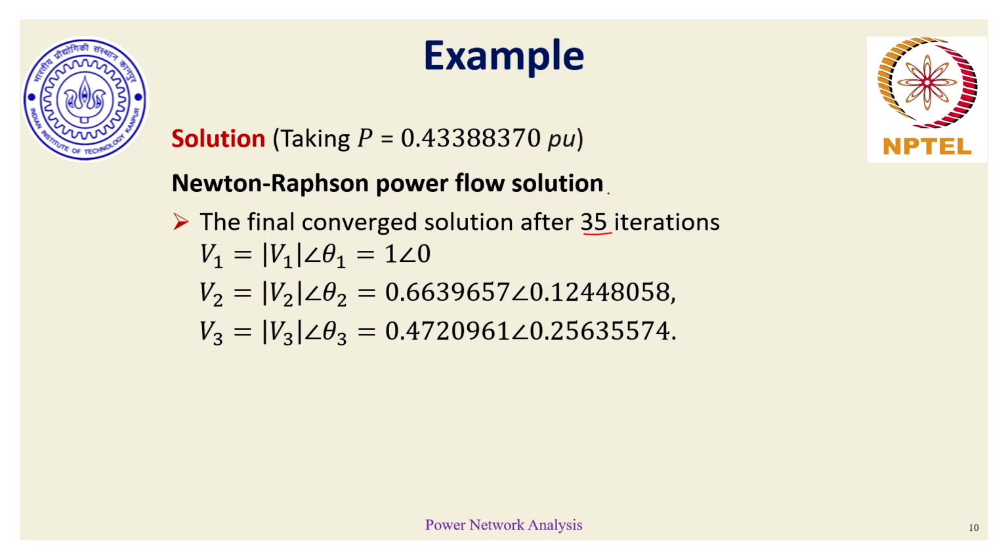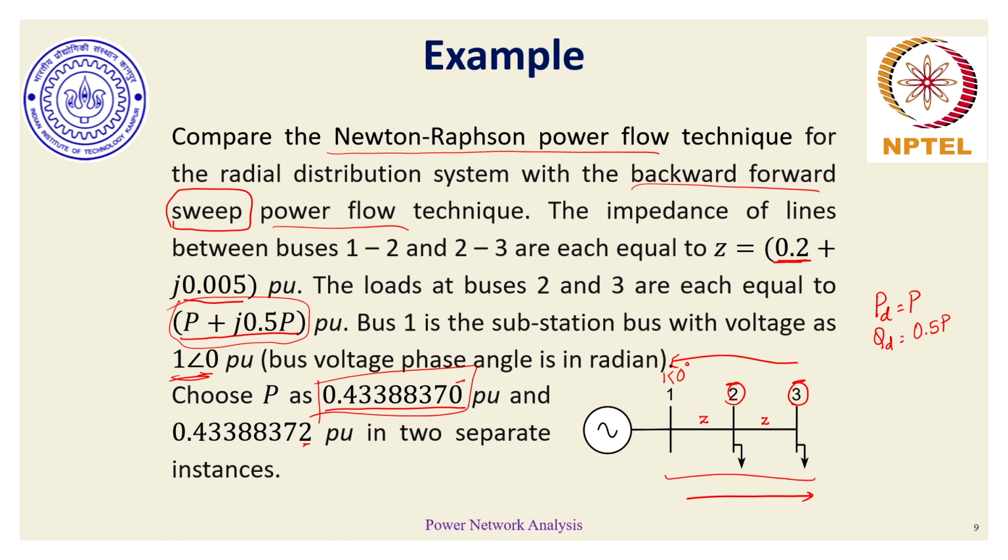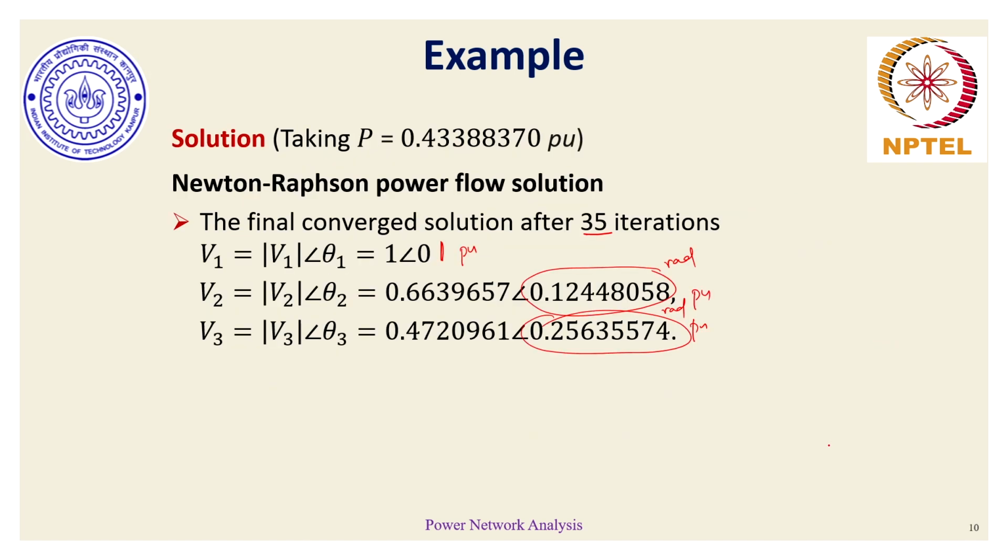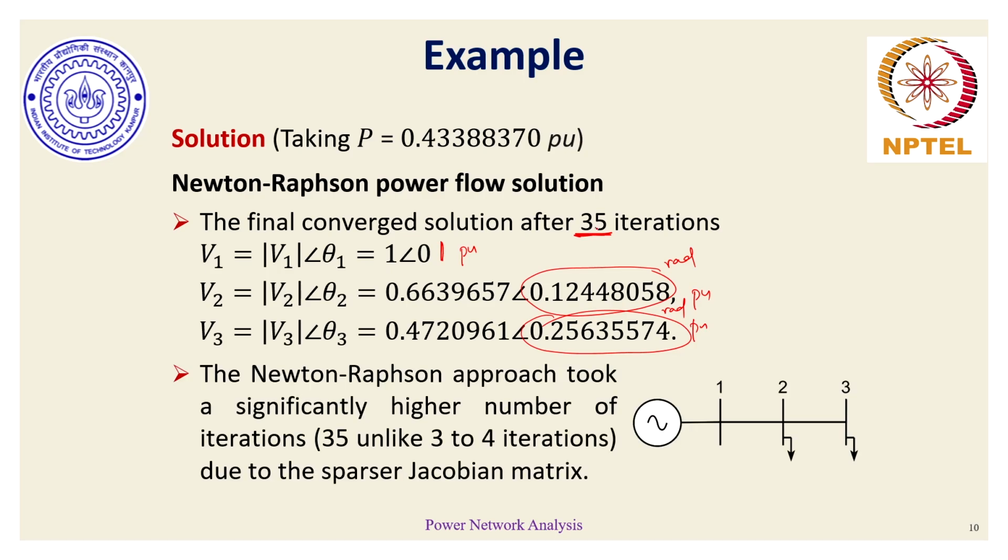And after 35 iterations, this is the final solution obtained in per unit. Please note that these angles are all in radians and not in degrees. These are in radians, not in degrees. This is the solution obtained for this 3-phase radial distribution network using the Newton-Raphson technique. And you can imagine or wonder at the number of iterations involved. There are 35 in number, which is substantially higher even for such a small 3-bus network.